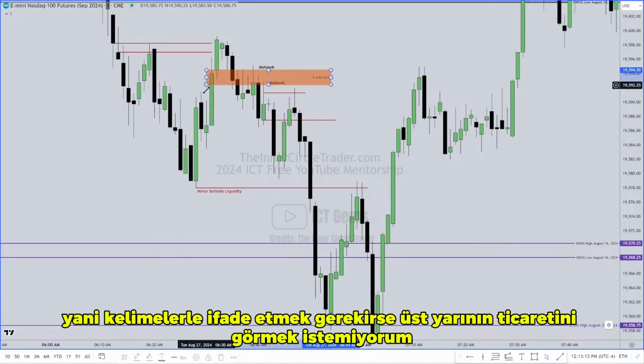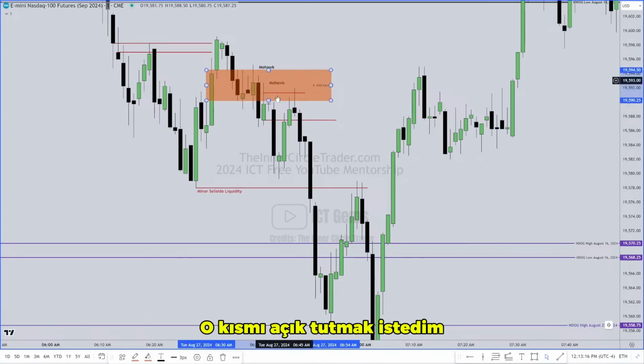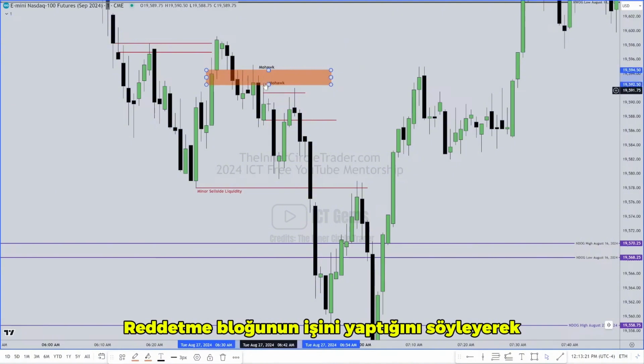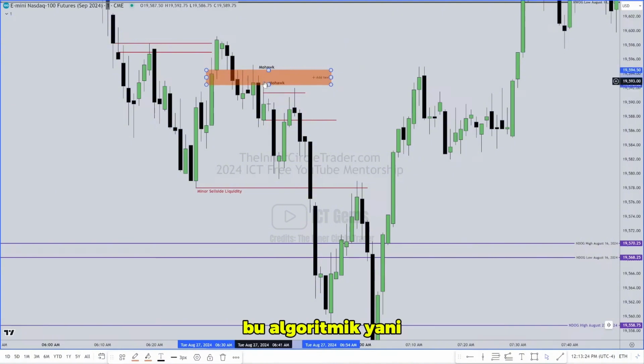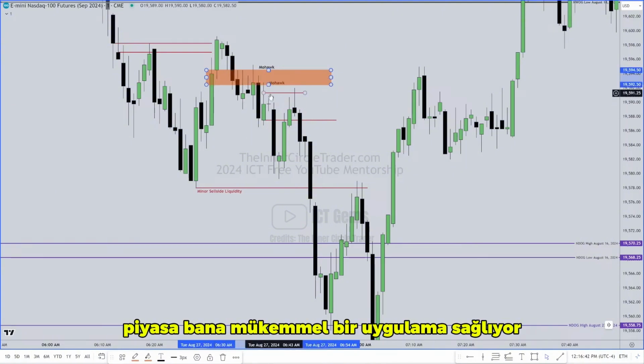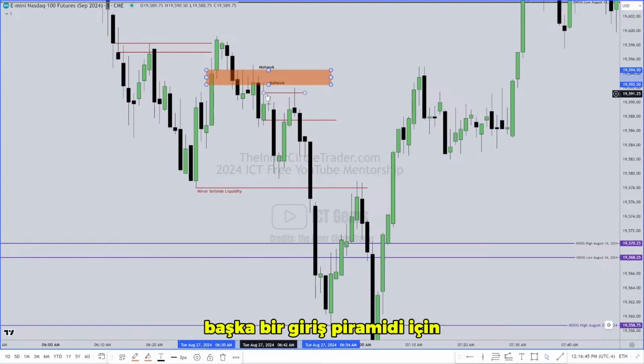Okay, so in other words, I don't want to see the upper half traded to. I want it to stay, keeping that portion open. Because we had so many qualifiers in here saying that the rejection block has done its job. That's algorithmic. So the market gives me a perfect execution for another pyramided entry.